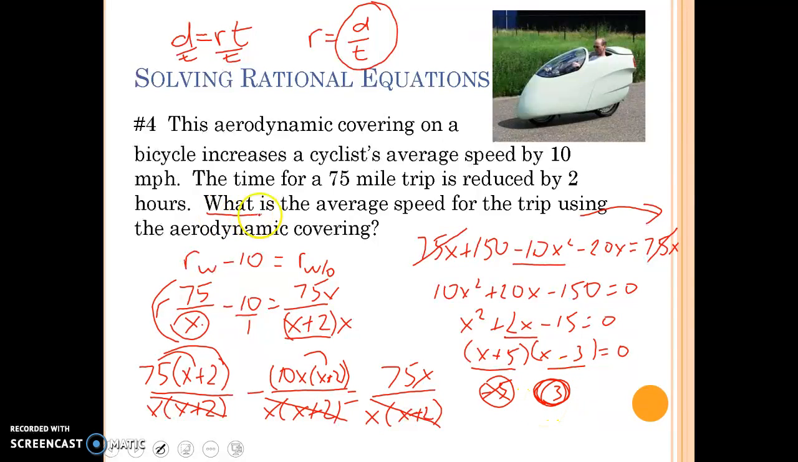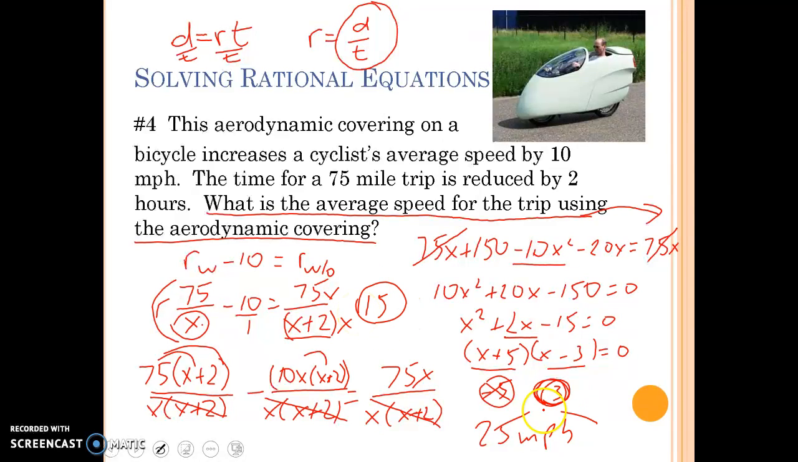But the answer to the question, remember, it says what is the average speed for the trip using the aerodynamic covering? Well, using the aerodynamic covering, it's 75 divided by 3, which is 25 miles per hour. If they had asked what is the average speed for the trip without using the aerodynamic covering, then it would be 75 over x plus 2. Well, that's 75 over 3 plus 2. 75 divided by 5 would be 15 miles per hour. So you want to make sure that you're answering the question that is asked in the question.